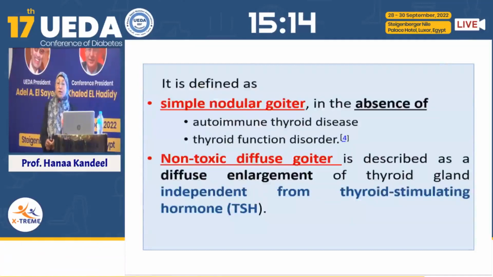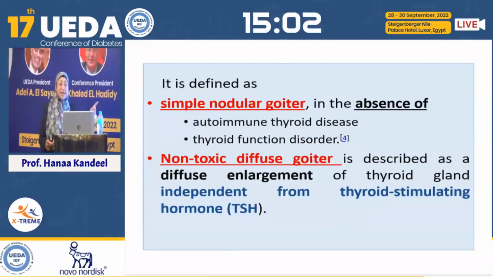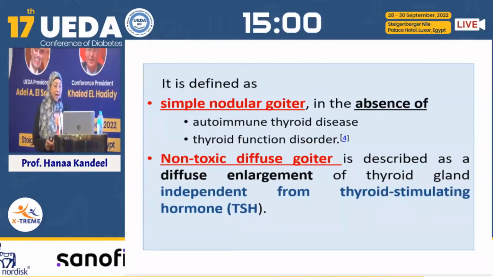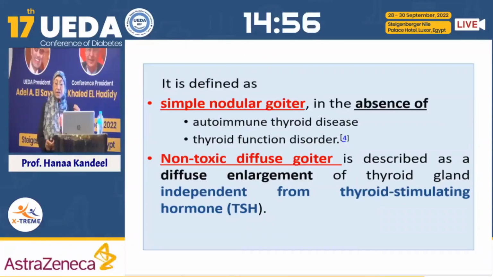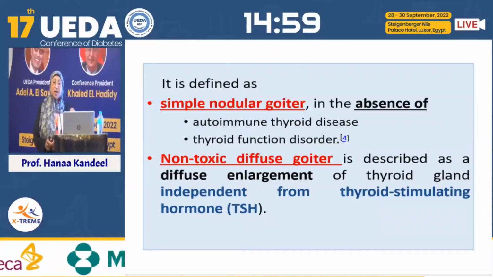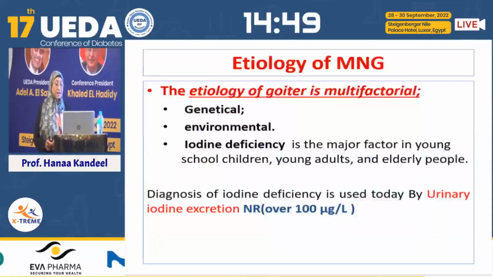At what point do we name this a simple nodular goiter? If there is no autoimmune thyroid disease and no thyroid function disorder, like this patient, we will name this mass a simple nodular goiter. And non-toxic diffuse goiter if the thyroid gland was enlarged and the TSH was normal and the thyroid profile was normal at the same time.